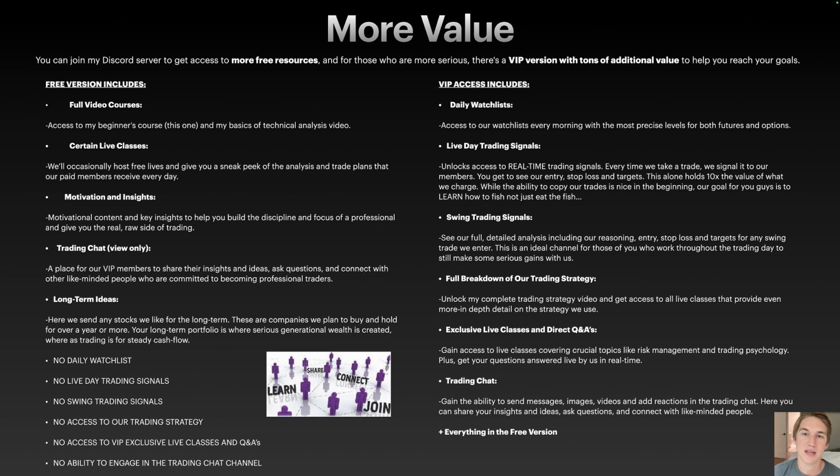Now, in the VIP access, you will get our daily watch list, which is access to our watch list every morning with the most precise levels for both futures and options. You also get live day trading signals. So it will unlock real-time trading signals. Every time we take a trade, we will signal it to our members. You get to see our entry, our stop loss, and our targets.